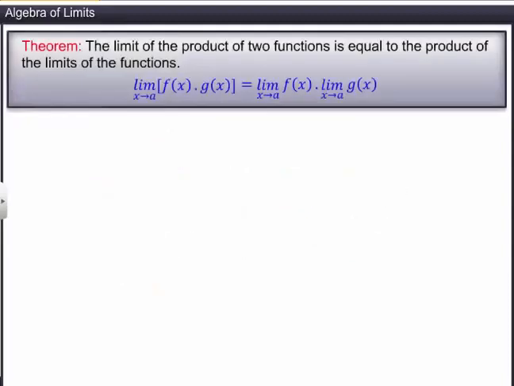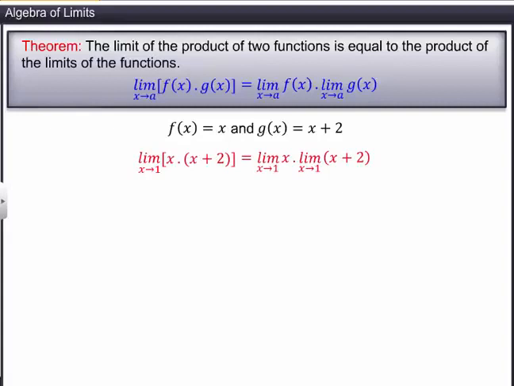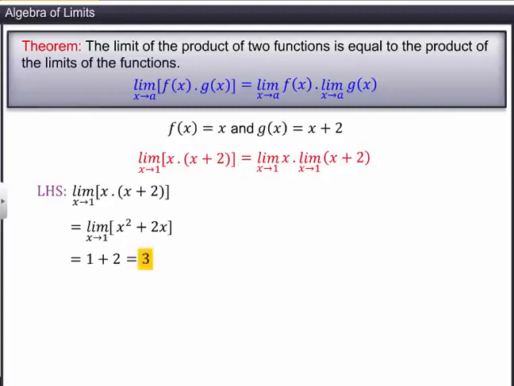The next theorem states that the limit of the product of two functions is equal to the product of the limits of the functions. Let's verify the theorem with the functions while x tends to 1. First, we will find the limit on the left-hand side. Now the limit on the right-hand side is as shown. Since the left-hand side is equal to the right-hand side, the theorem is verified.